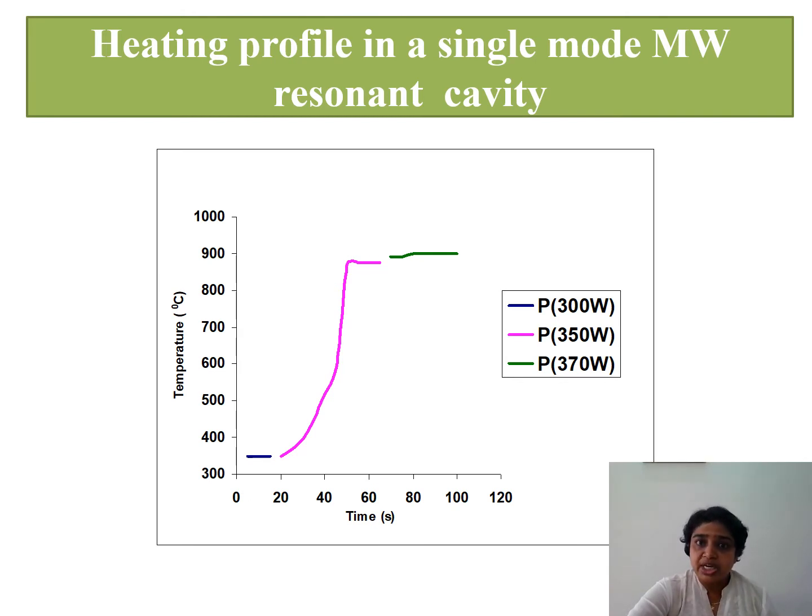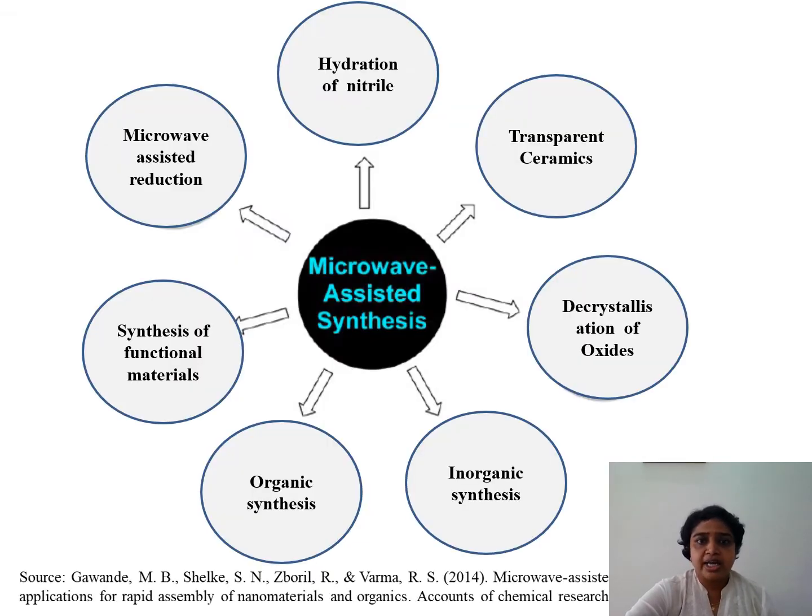Initially the power applied was 370, and this power was varied, because as the sample is heating, its properties are changing, electric as well as magnetic properties. So the heating profile changes. Once it reaches optimum temperature, we brought down the power. Then again I'll be coming to the microwave assisted synthesis of different kinds of material.